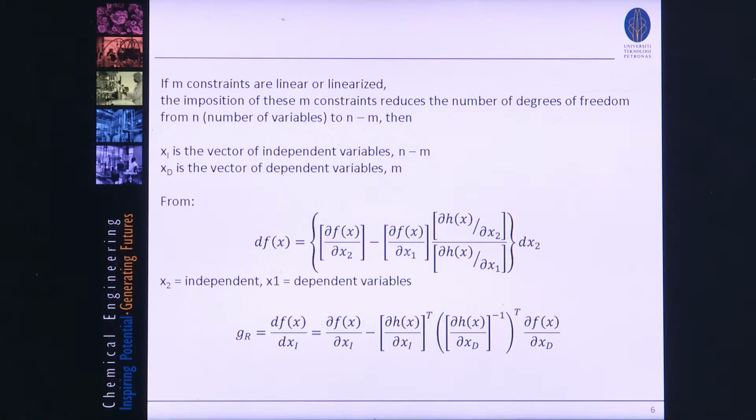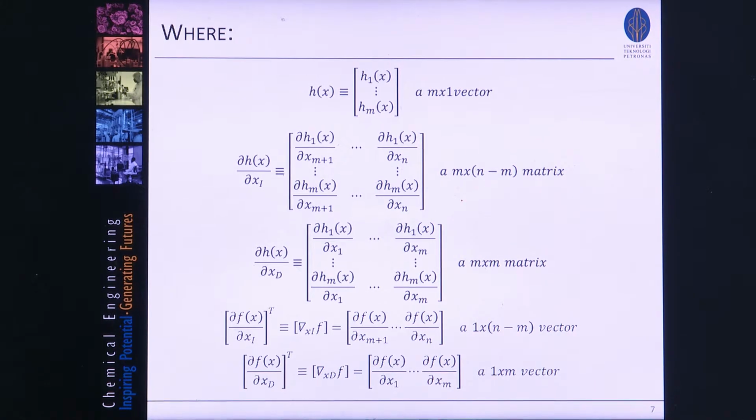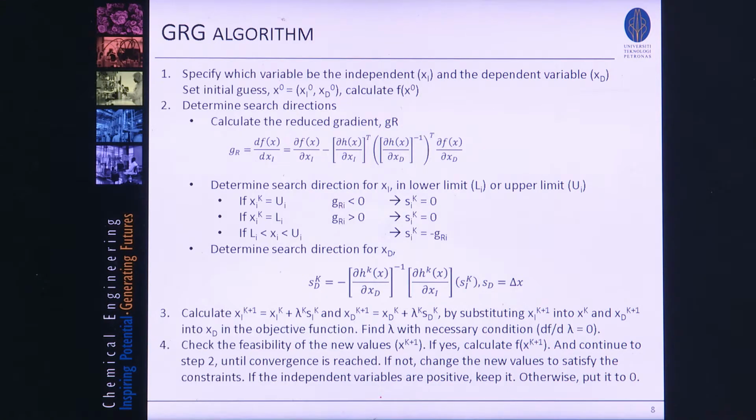df dx1 minus dh dx1 transpose, and then the dh dx2, where in this case the independent variable is x2 and the dependent variable is x1. In the general formulation, we have the constraint h, and we differentiate the constraints with respect to the independent variables, and also with respect to the dependent variables. These dependent variables we can then make functions of the independent variables, and then we put them all together back into the objective function, and then we get the GRG algorithm.